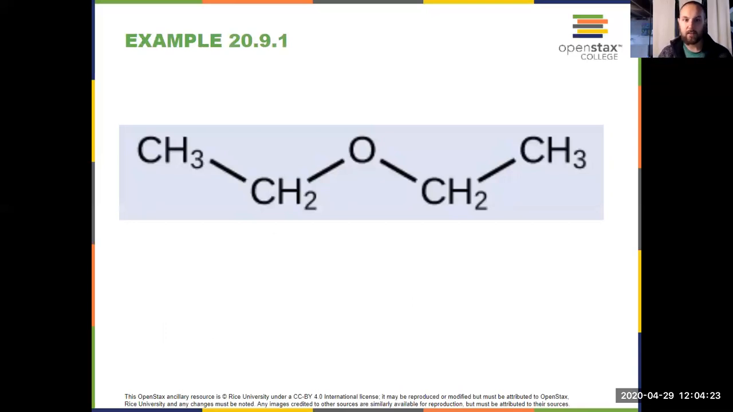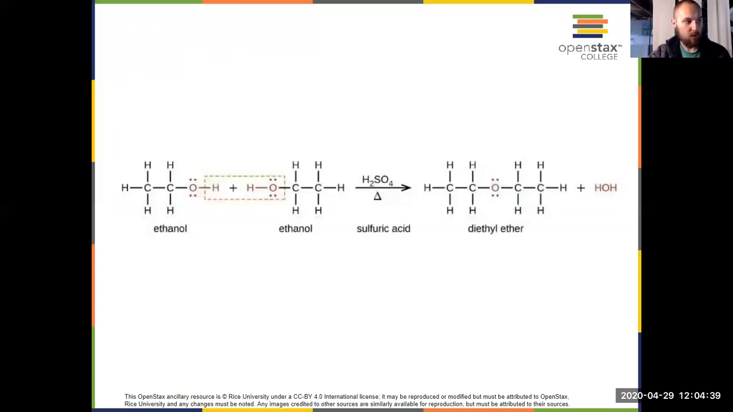This is diethyl ether, which was an original anesthetic. And naming these guys in the IUPAC system is a little more complex, so we're not going to test that in this chapter. You would be responsible for it if you take organic. We can also prepare ethers from alcohols. This is known as a dehydration reaction: two alcohols coming together to form an ether. See that COC, ether.